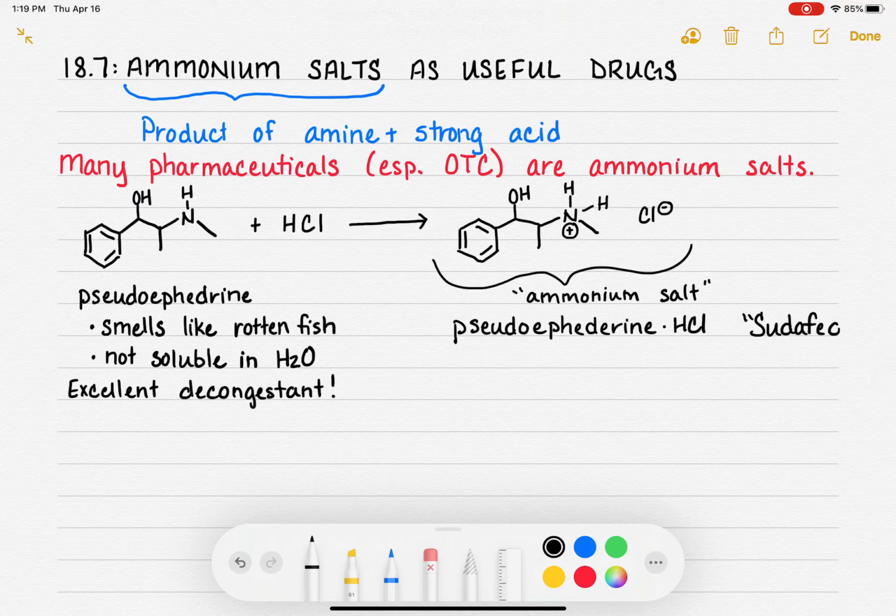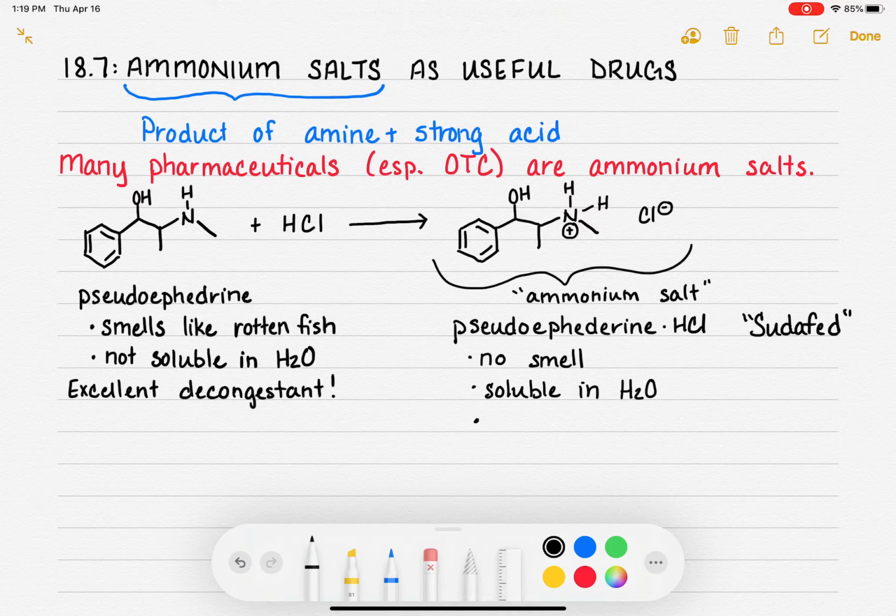So if you have Sudafed at home, and I mean like real Sudafed, like the kind you have to ask the pharmacist for, not the Sudafed PE that you can buy over the counter, that's a different molecule. So this is real Sudafed. If you look at it, you'll see it's pseudoephedrine HCl. And the great thing about pseudoephedrine HCl is that when we add the hydrochloric acid to it and we convert it into this molecule, it loses its stink. It has no smell. So that makes it much more consumer friendly. And also it's soluble in water. It changes its solubility, which makes it a little bit easier for us to consume.